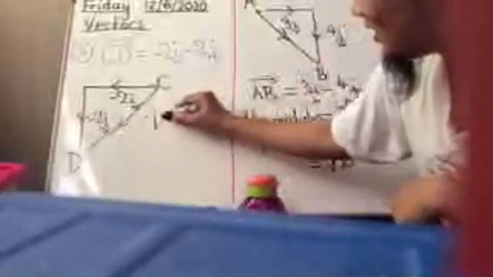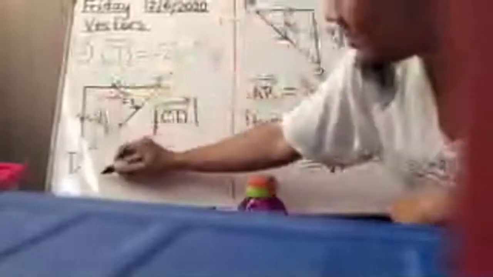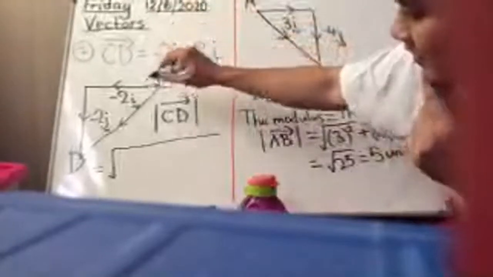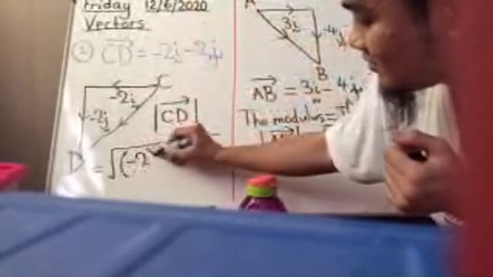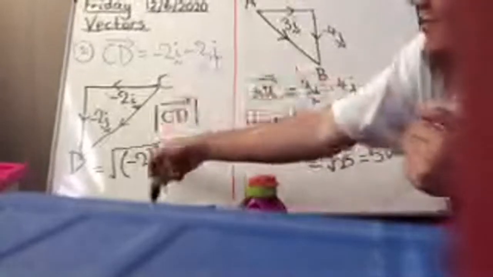To find the magnitude, the modulus, so the distance, you write modulus CD. You just use the formula, similar to what we did before. You square these two, and then you square this, and then you just add. So you're going to have a square root. You can always ignore the negative sign, because when you square a negative, you get positive. But if you want to write it, you can still write negative 2 squared, plus negative 2 squared as well. Negative 2 squared gives you 4. So 4 plus 4 will be 8. So the answer will be square root 8 units.